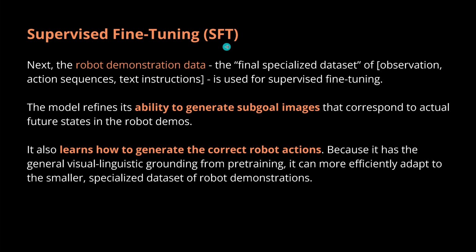The supervised fine-tuning is rather simple, no? Because now, more or less, you're only focused on the robotic demonstration data. So you have the final specialized data set here, the action sequences where the human guides now a robotic arm and helps here really the system to understand each micro movement in detail, supervised fine-tuning. But here also this model refines the ability to generate our sub-goal images that correspond now to the actual future state here in the robotic demonstration, as I just showed you here moments before. So you really have to generate the sub-goal images.